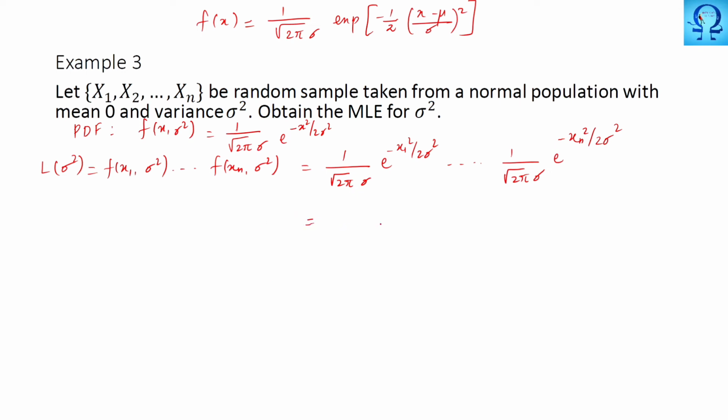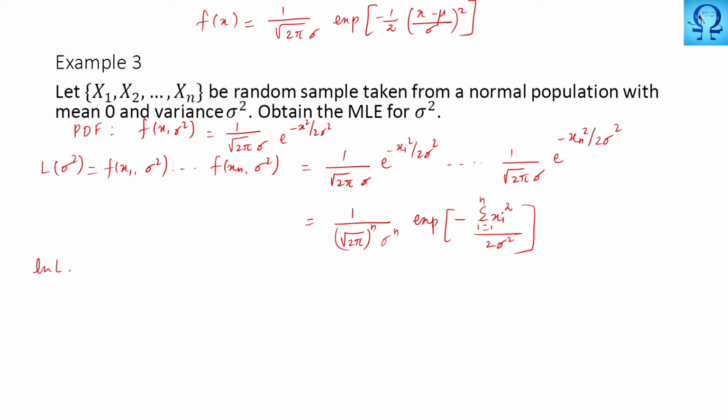Okay, so this can be written as 1 upon under root 2 pi, this is for n times, isn't it? And sigma to the power n, because we have n times, and exponential of minus summation i runs from 1 to n xi square divided by 2 sigma square. This is what we have. Okay, now we need to do some calculations over here.